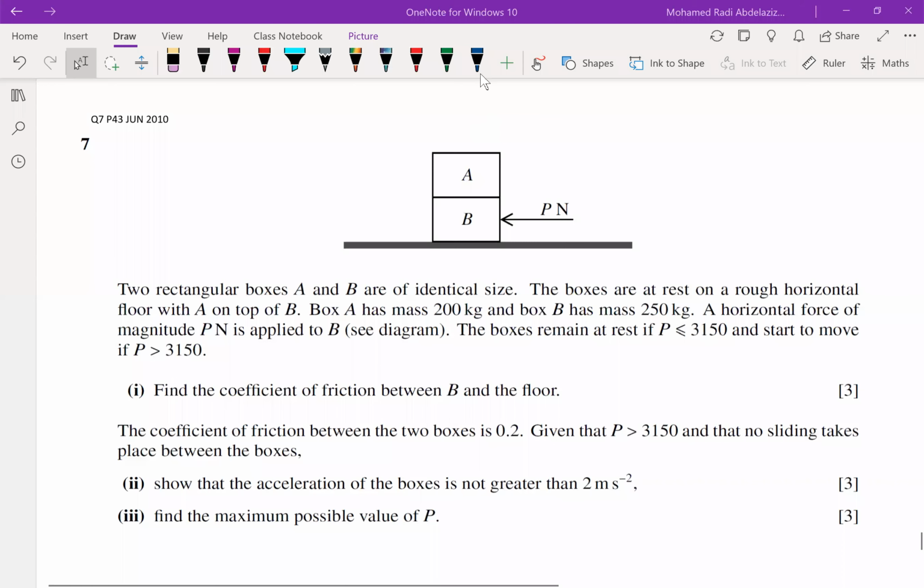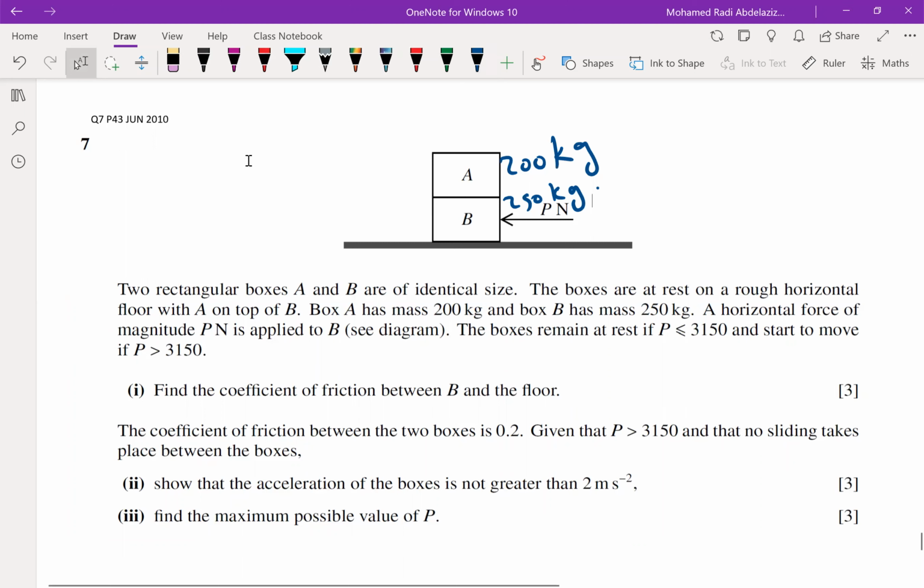Hi guys, in this tutorial I'm going to solve question number 7, paper 43, June 2010. Two rectangular boxes A and B are identical in size. The boxes are at rest on a rough horizontal floor with A on top of B. Box A has mass 200 kilograms and box B has mass 250 kilograms.